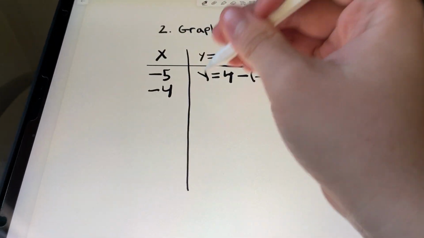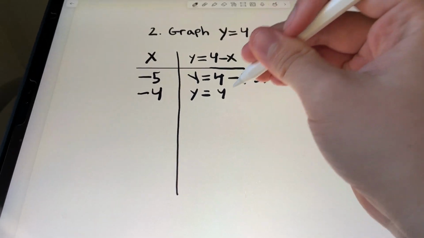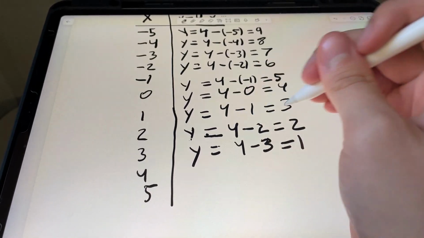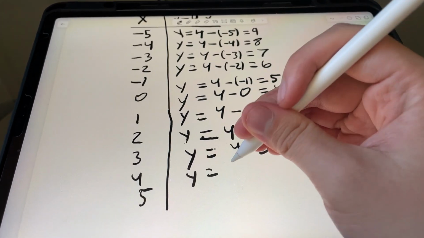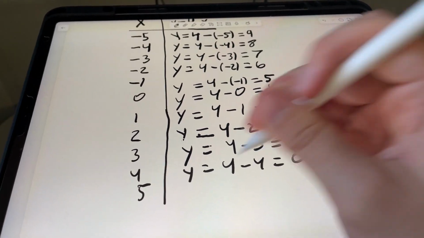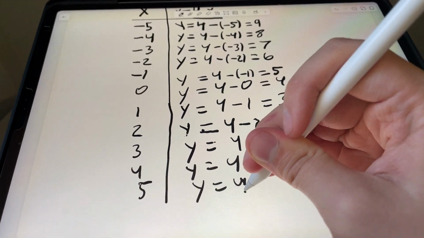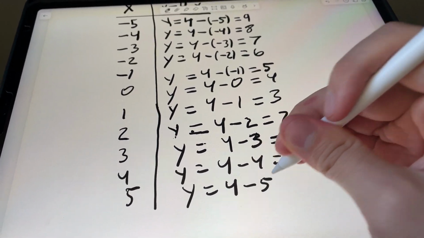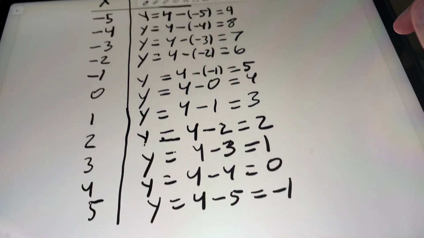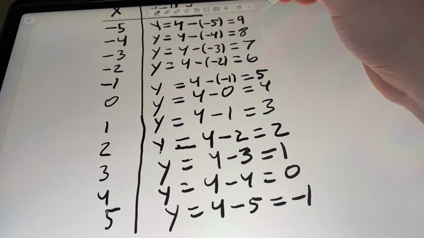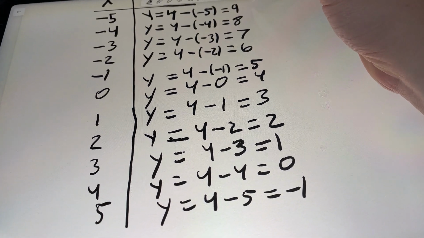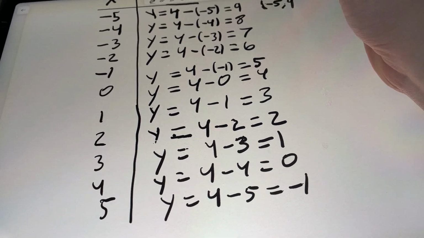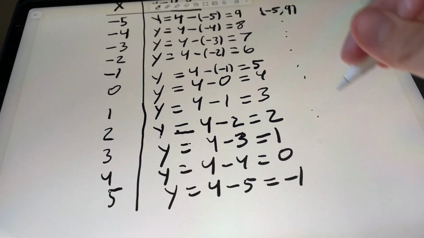Next, negative 4. So y is equal to 4 minus, and then negative 4. So that's just 8. Lastly, actually no. 4 minus 4, that will be 0. And then 4 minus 5, that will be negative 1. Alright, so I'll just write this ordered pair. So this will be the point negative 5, 9. And then you can figure out the rest, combining them together.